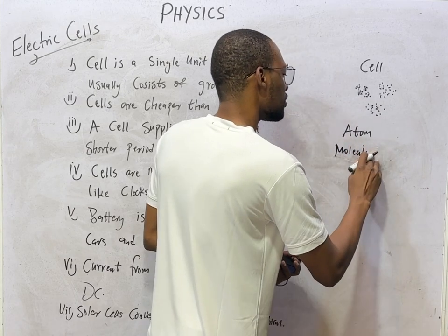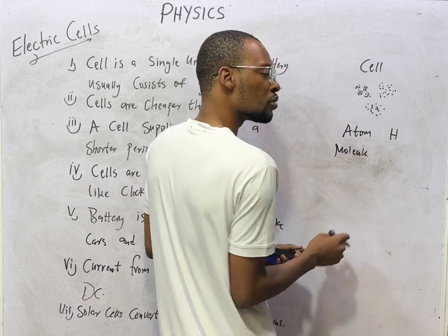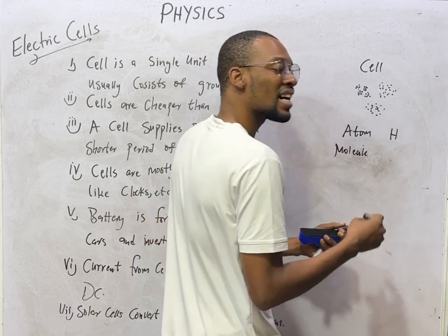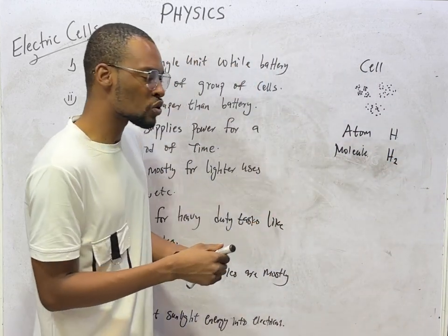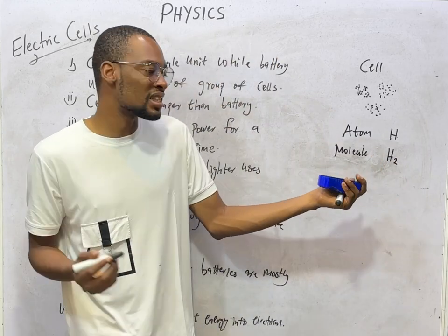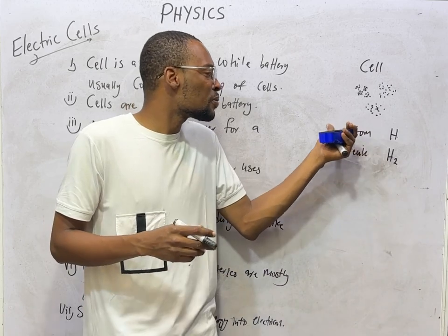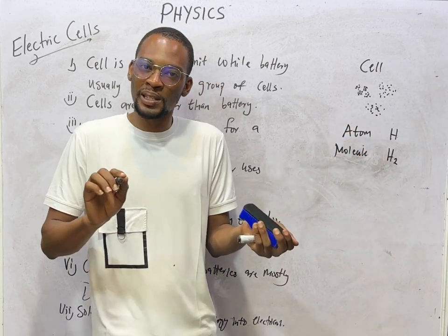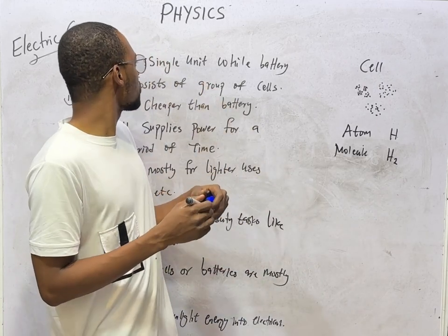has been formed. So if this is hydrogen, it cannot exist on its own or stand alone. It will meet another hydrogen to form hydrogen molecule. This is why we said that molecule is the simplest or smallest part of a substance that can exist on its own or that can exist independently. So the atom itself cannot exist independently. They hardly exist independently.